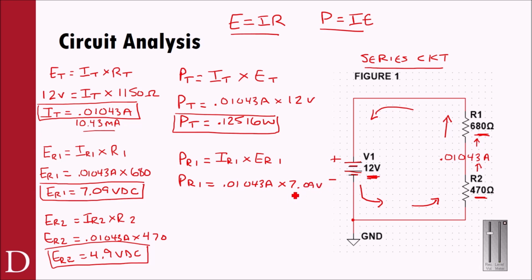So 0.01043 times 7.09 volts. And I get 0.0739, something like this. PR1 equals 0.07395 watts.